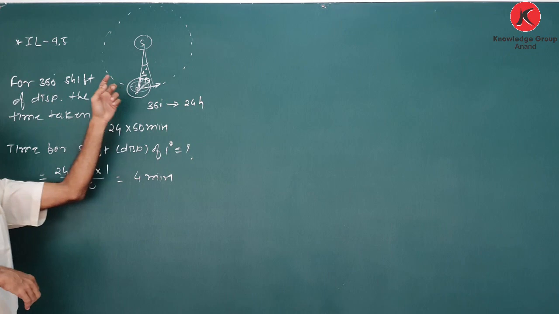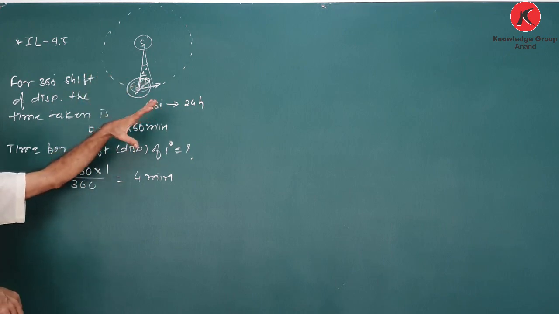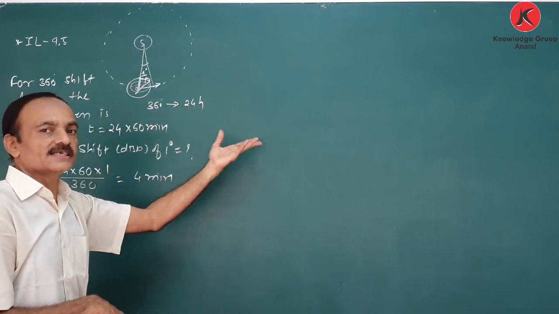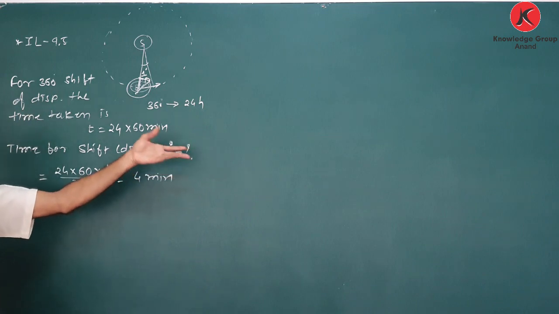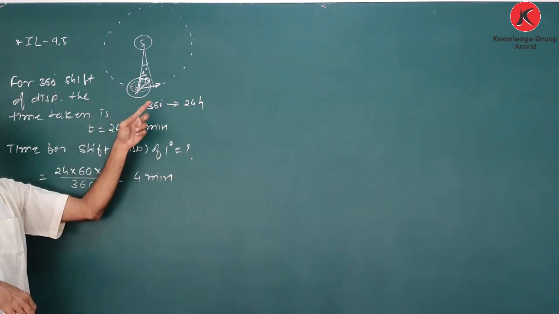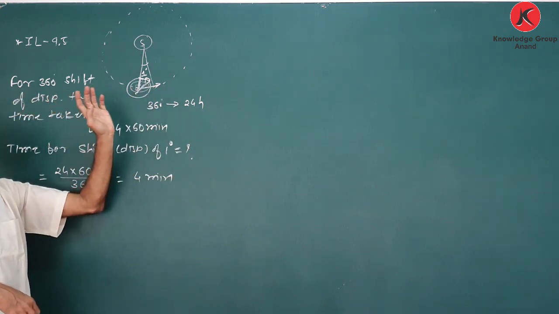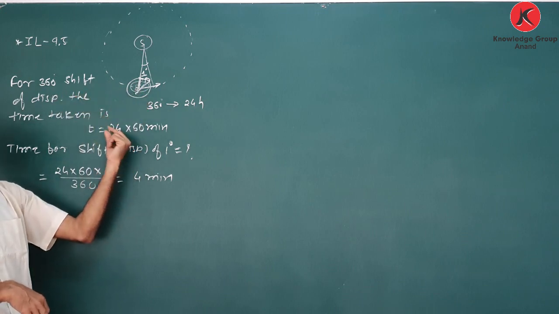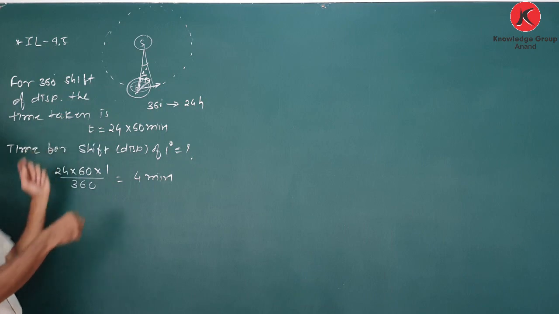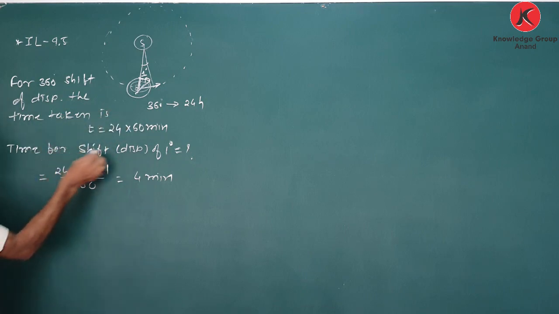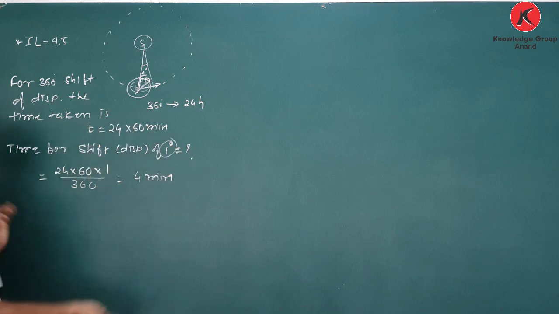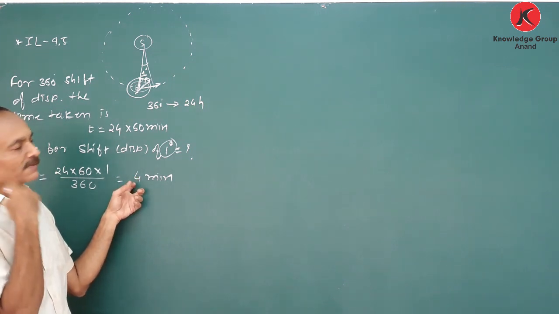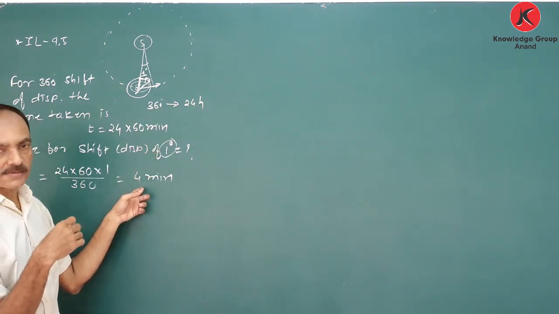Already we discussed this: the sun sets or rises 2 minutes earlier or 2 minutes later than the actual time of sunrise and sunset. At that time, the shift is half a degree. Here the shift is 1 degree. For half a degree, the time is 2 minutes. Here for 1 degree, the time is 4 minutes.